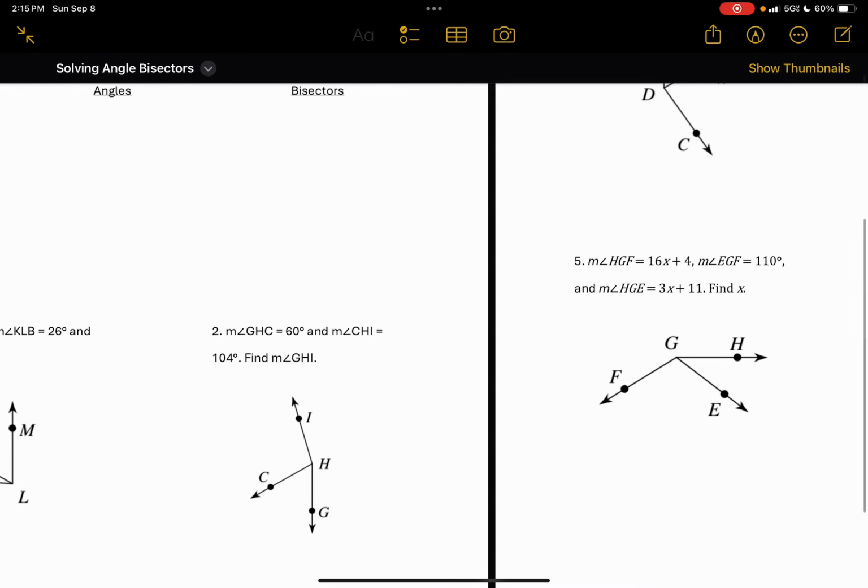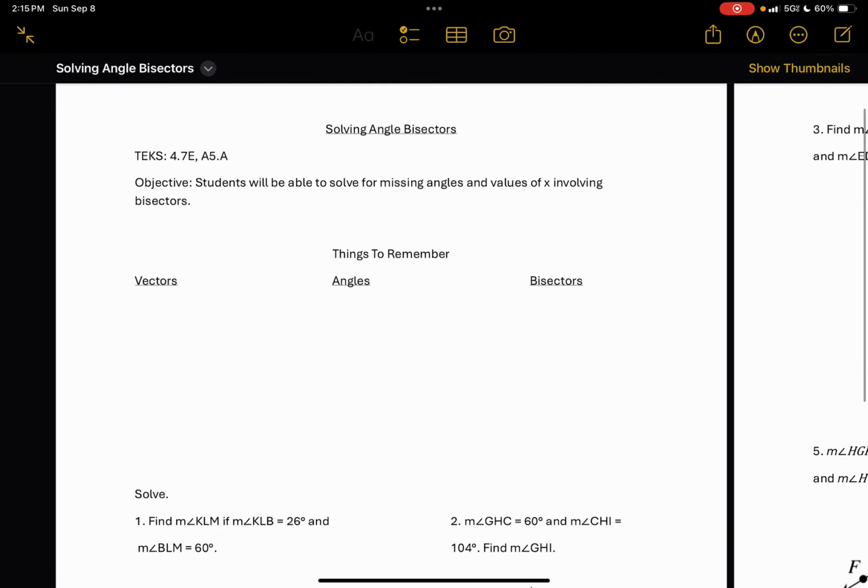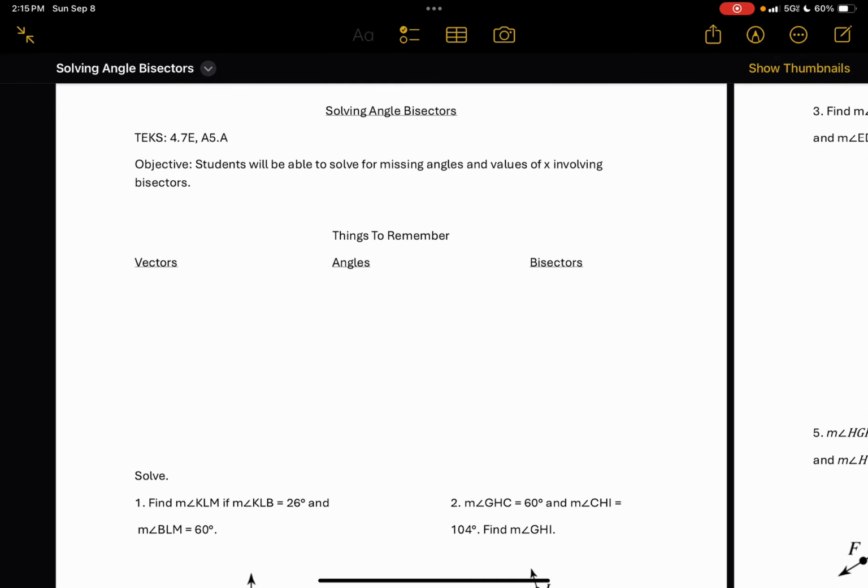All right, guys, today we are going to look at solving angle bisectors. So remember that this is kind of going along with what we did last time over types of angles. So our objective is students will be able to solve for missing angles and values of x involving bisectors.